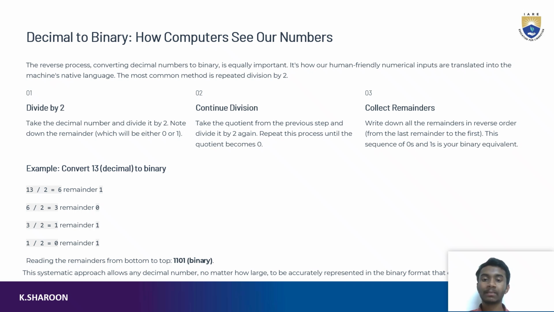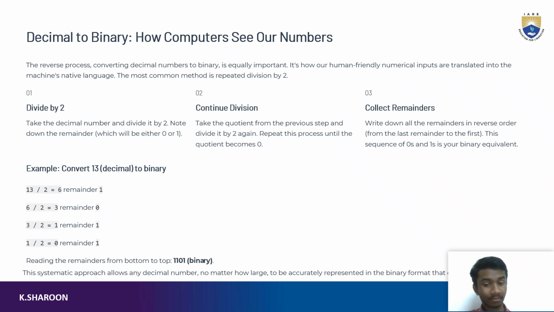Decimal to binary. How computers see our numbers. The reverse process, converting decimal numbers to binary, is equally important. It's how our human-friendly numeric inputs are translated into the machine's native language. The most common method is repeated division by 2. Divide by 2: take the decimal number and divide it by 2. Note down the remainder, which will be either 0 or 1.